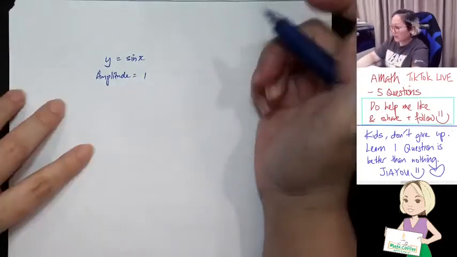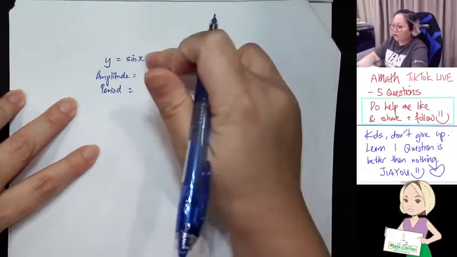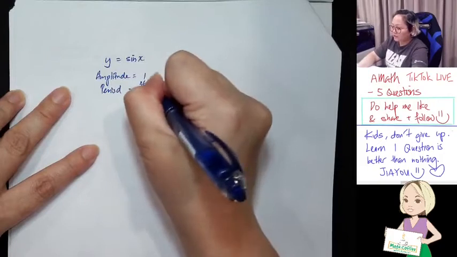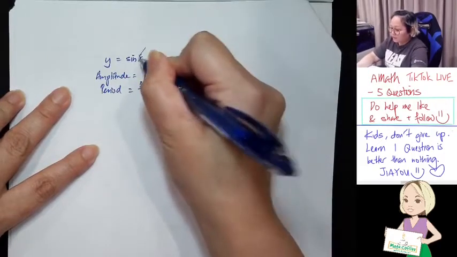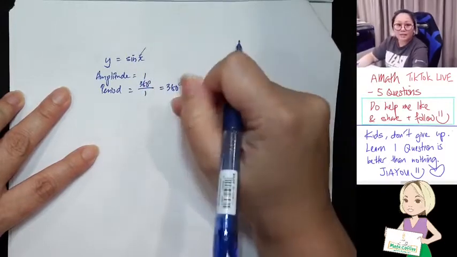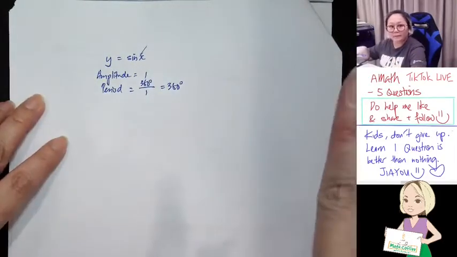Understand? And then after that, I have to find the period. The period for sine and cosine is always 360 degrees divided by the number in front of x. In front of x is 1, so divide by 1, so my period is 360. So what is period? Period means that in 360 degrees, you will see one cycle.